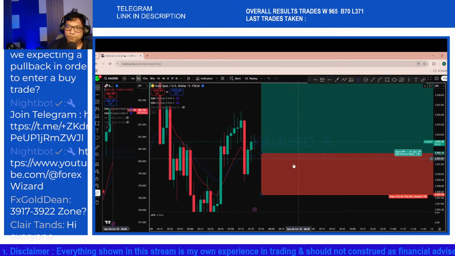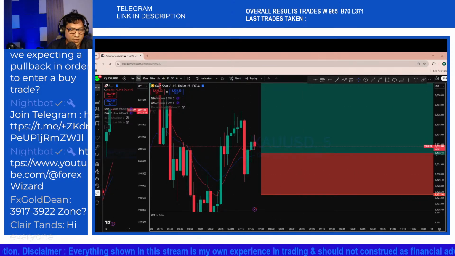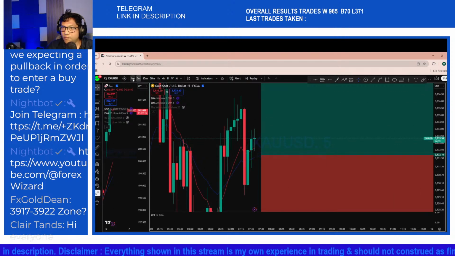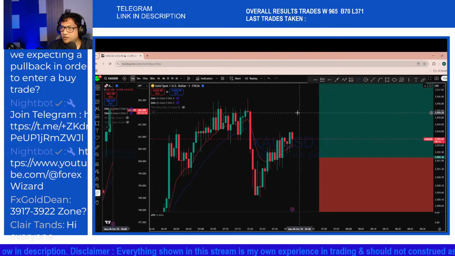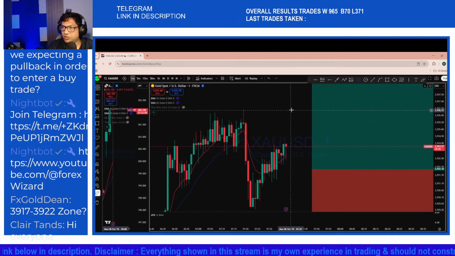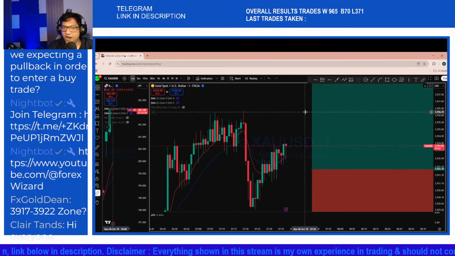Okay, so here we see that we have opened the position, it's still running in profit, and look at the 1 minute chart. This is where the market trends, and expecting it to potentially break this high here.